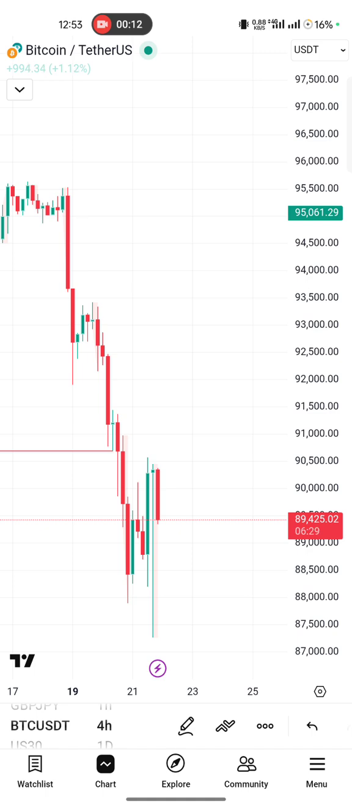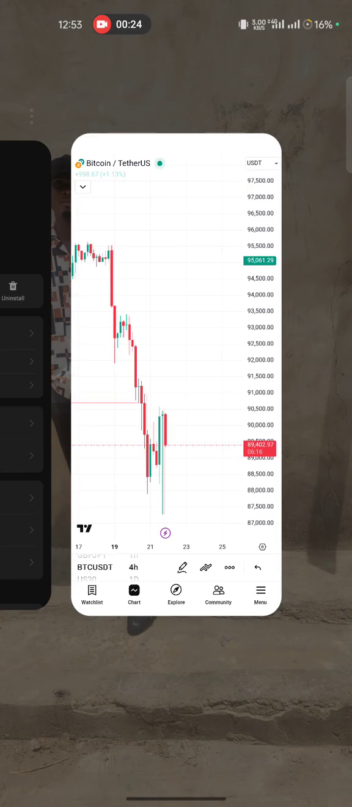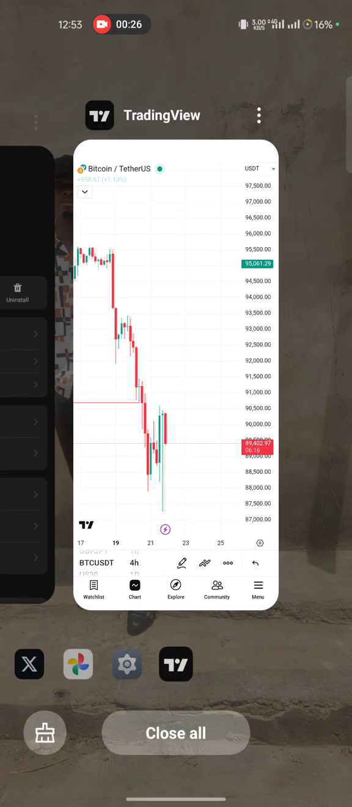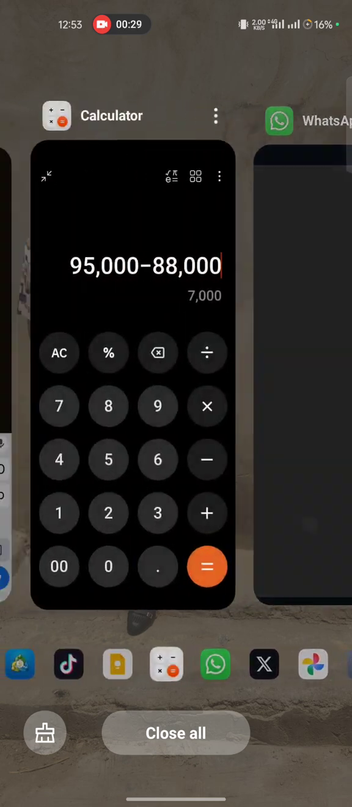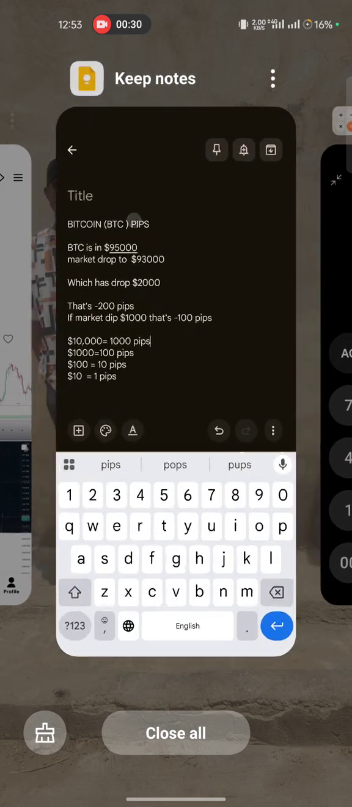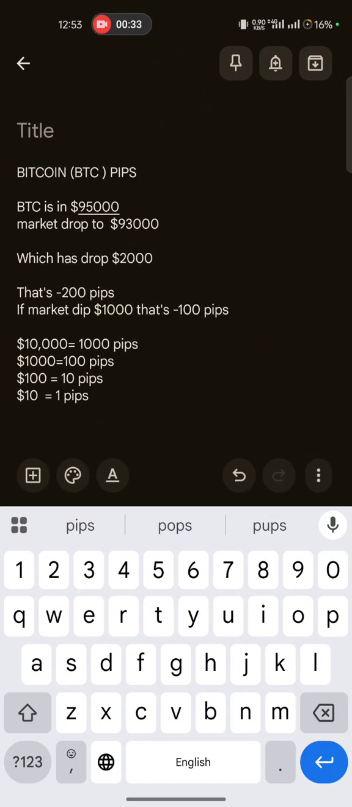BTC pips, anything you call it is the same thing. Either you call it Bitcoin or you call it BTC, we are talking about the same thing. So let me quickly show you some theories for more understanding before we go to the practical. This is my breakdown on how to calculate BTC pips or Bitcoin pips.